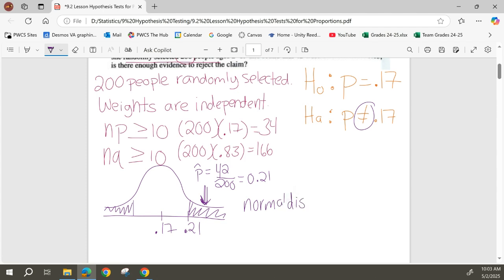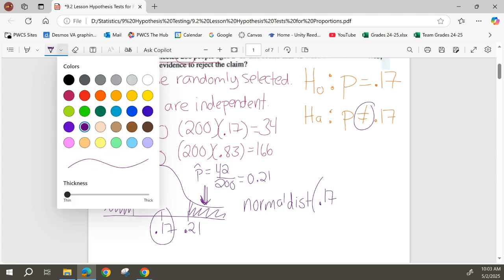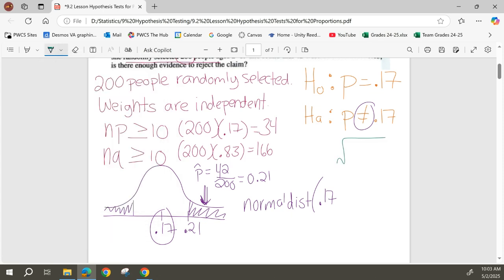So I have a normal distribution. 0.17 is my mean. That's the thing that's in the middle. To find the standard error, I do the square root of p times q over n. So in this case, the square root of 0.17 times 0.83 divided by 200.